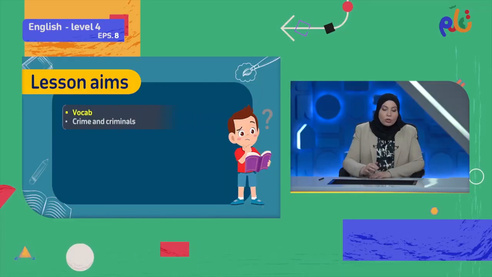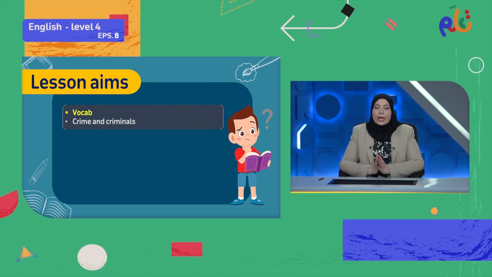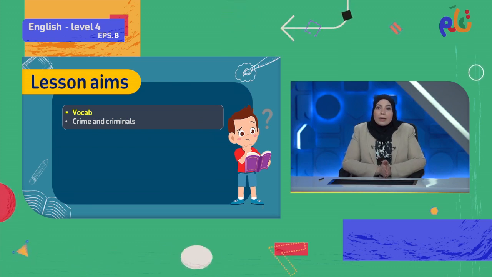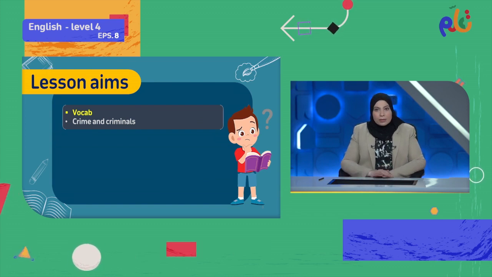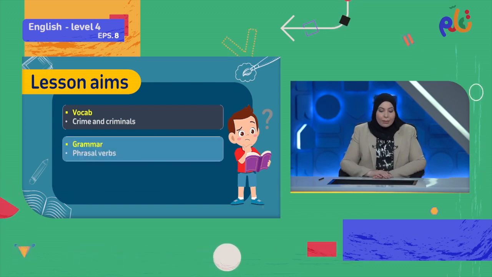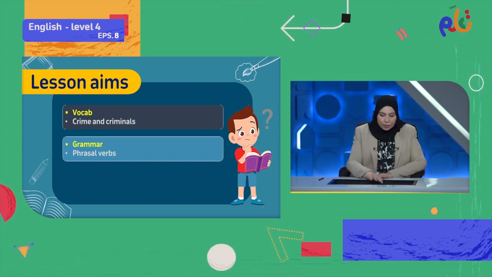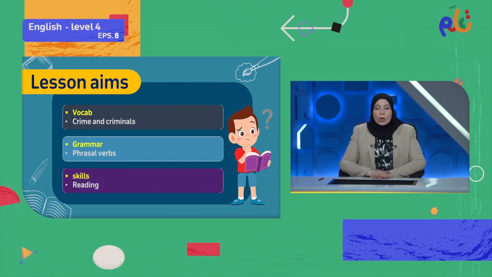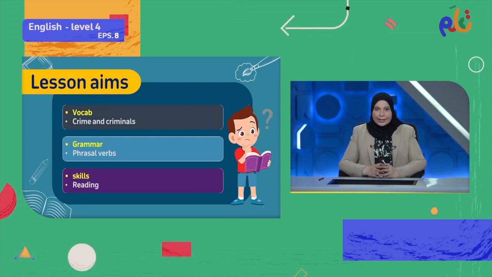Let's look in detail at what we're going to learn about today. So today we're going to learn vocabulary for crime and criminals. What words can we use to describe different types of crimes? And what words can we use to describe criminals? And we're also going to look at grammar, which is phrasal verbs to speak about crimes. And we will have skills, which is reading. We're going to read about crimes. So this is basically what we're looking at today.